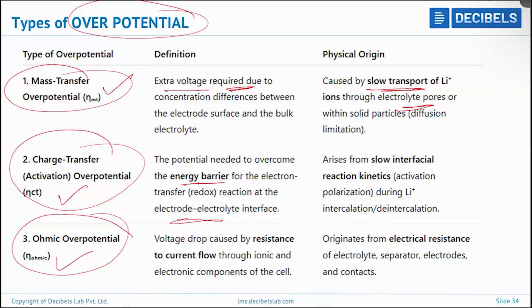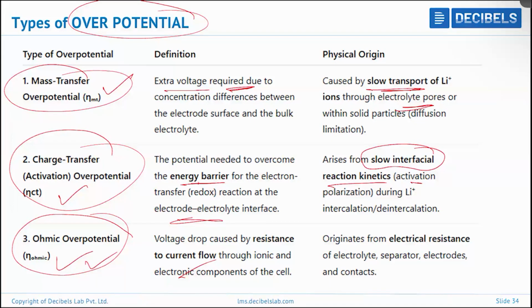This is actually a phenomenon which takes place at the interface between the electrode and electrolyte. This is because of slow interfacial reaction kinetics during lithium ion intercalation and deintercalation. Now, ohmic overpotential is a voltage drop. It's mainly due to the resistance to current flow.